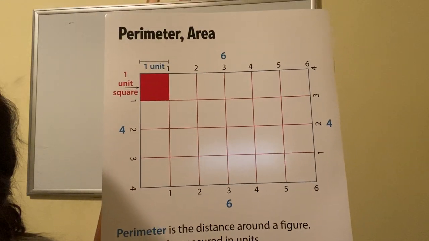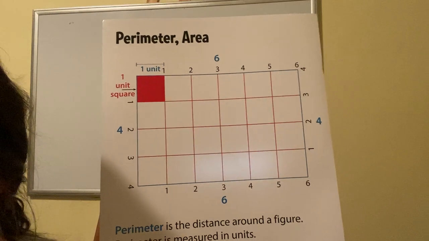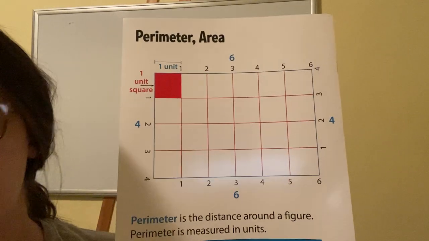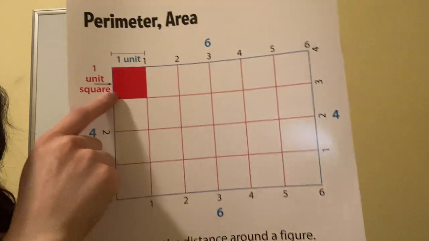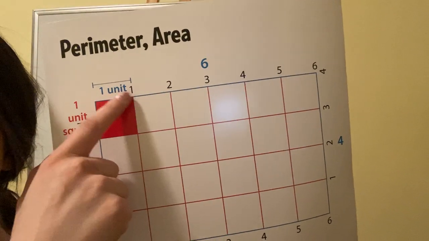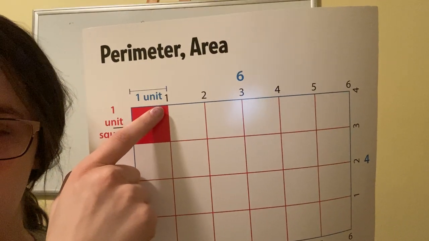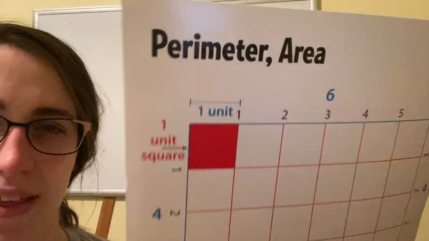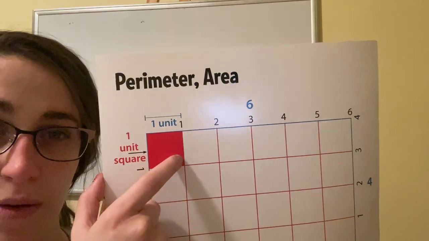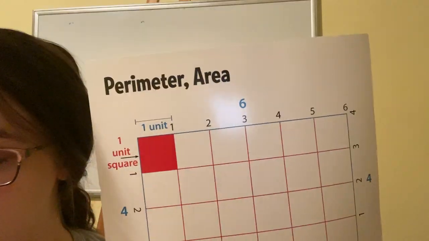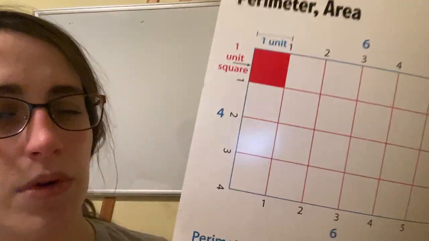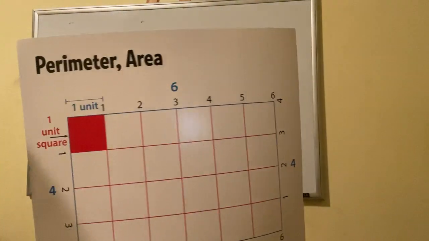Each unit square has one square unit of area, and the area of a region or figure is called square units. I'll say that again. Each unit square has one square unit of area. This we call 1 unit square, and the measurement of this 1 unit square is 1 square unit. That'll come along to you more the more we talk about this, okay?